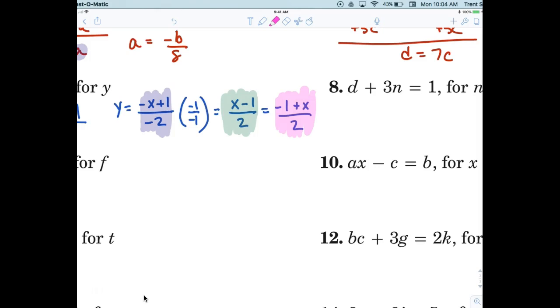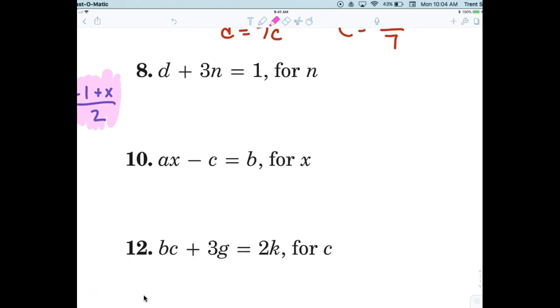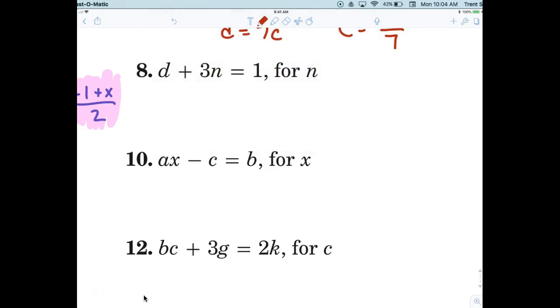All right. So here we go. Should be getting better now. Number 8. Now look. Now is the time for those of you who are a little bit nervous. Don't be nervous. Speak up. Help me out.